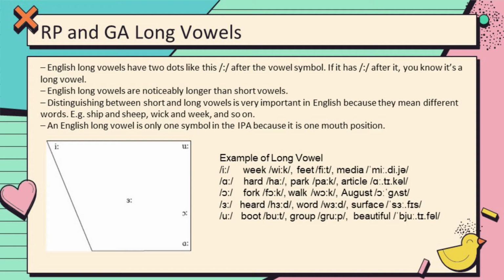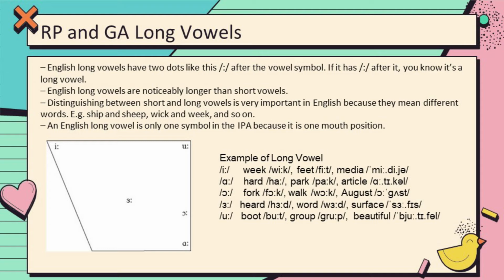An English long vowel is only one symbol in the IPA because it is one mouth position. There are five long vowels. The first is i:. For example, week, feet, media.